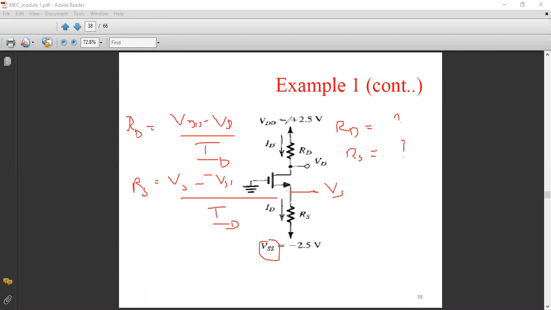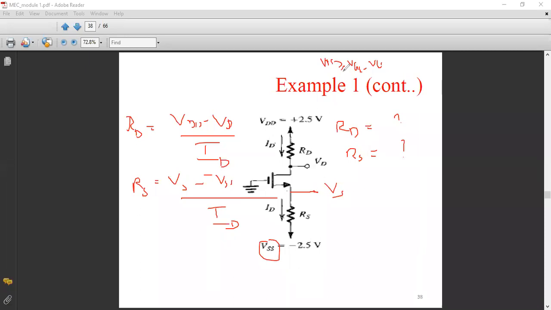Suppose ID is not given to you, then you have to identify the region of operation. Then, based upon the equation, you have two equations, right? One is for the triode region and another is for the saturation region. So you have to take the appropriate equation after finding the condition. What is the condition? The condition is VDS is greater than or equal to VGS minus VT. If VDS is greater than or equal to VGS minus VT, then the saturation condition is satisfied. Otherwise, it is the triode region. But this is not relevant to this particular question, but please keep it in mind.